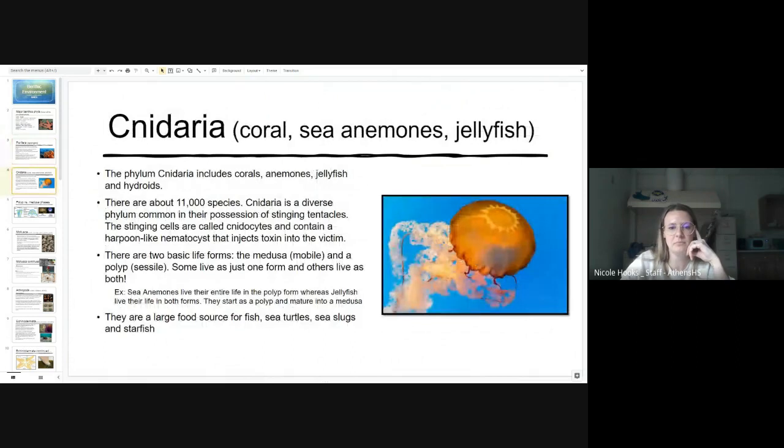Okay. All right, on to Cnidarians. So this is our corals, our sea anemones, and jellyfish. This phylum also includes hydroids, which are ones that are like jellyfish, but not really jellyfish.